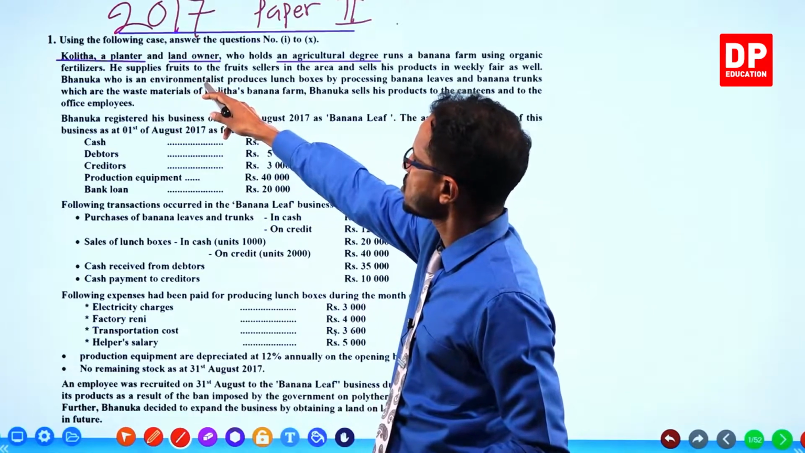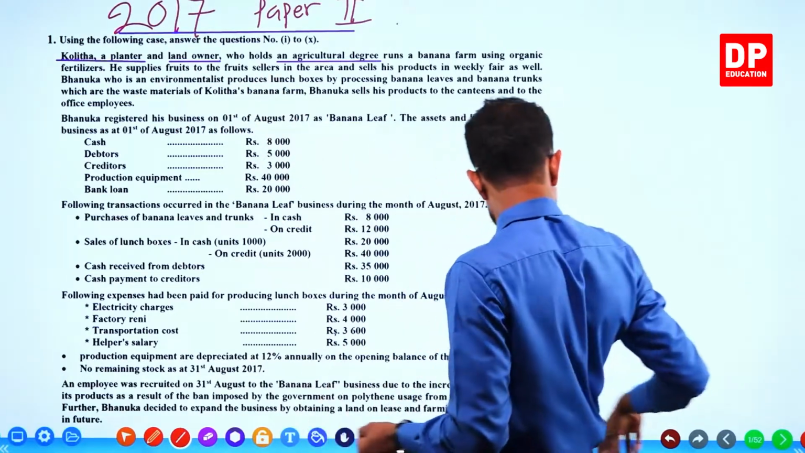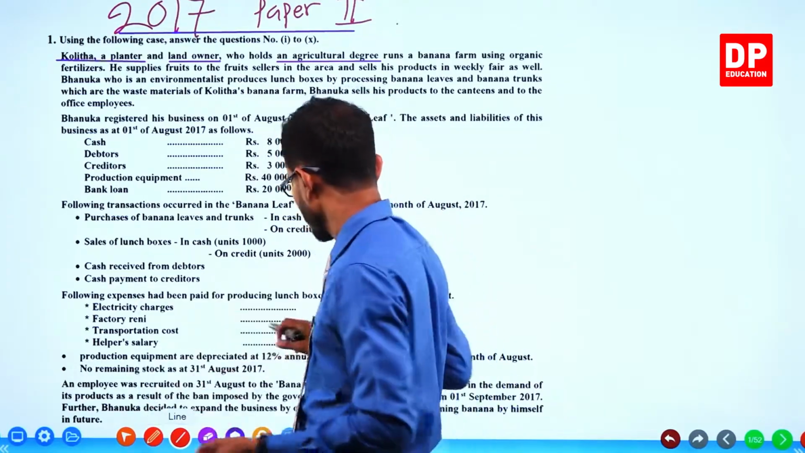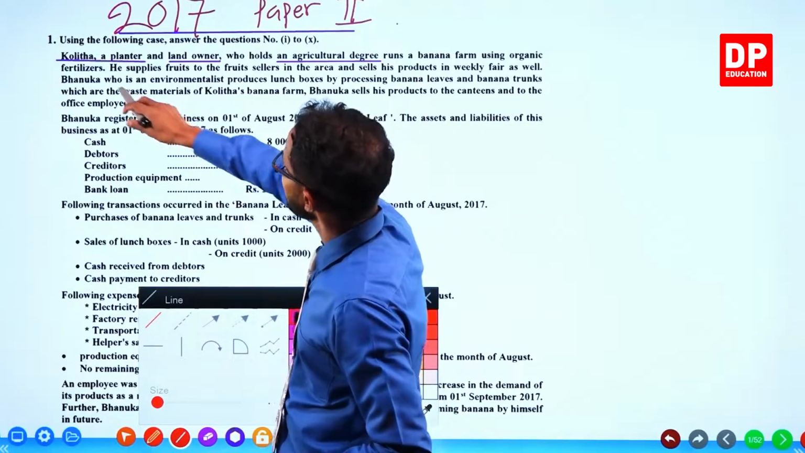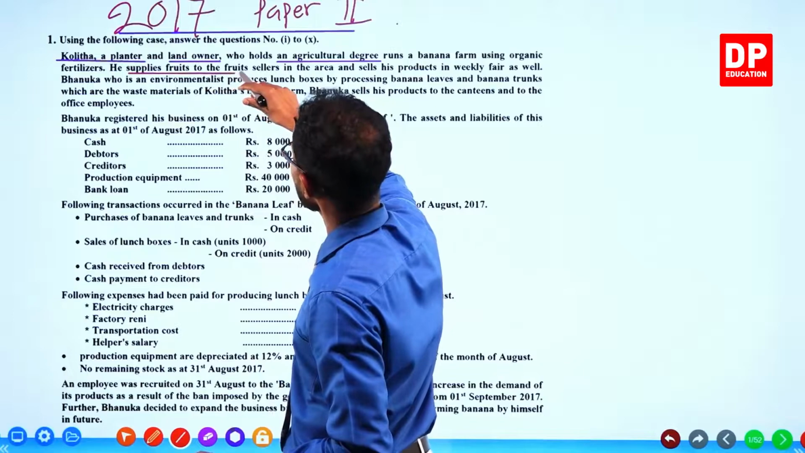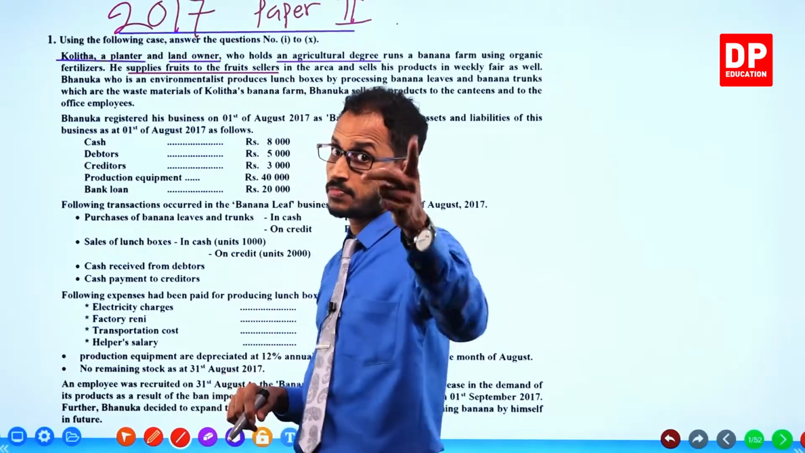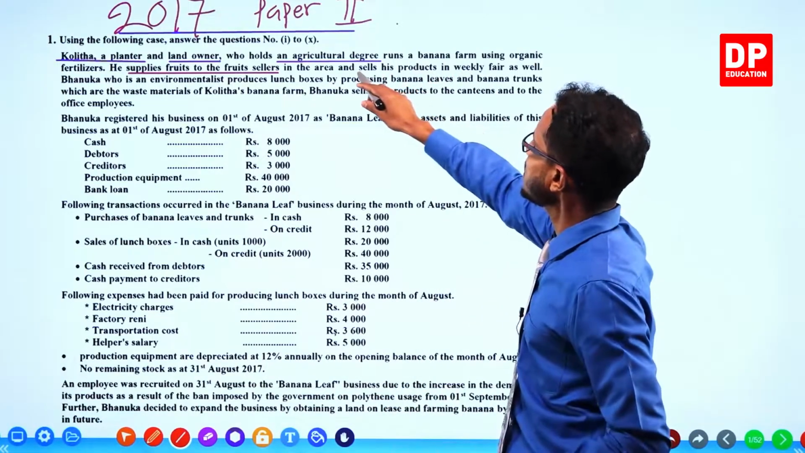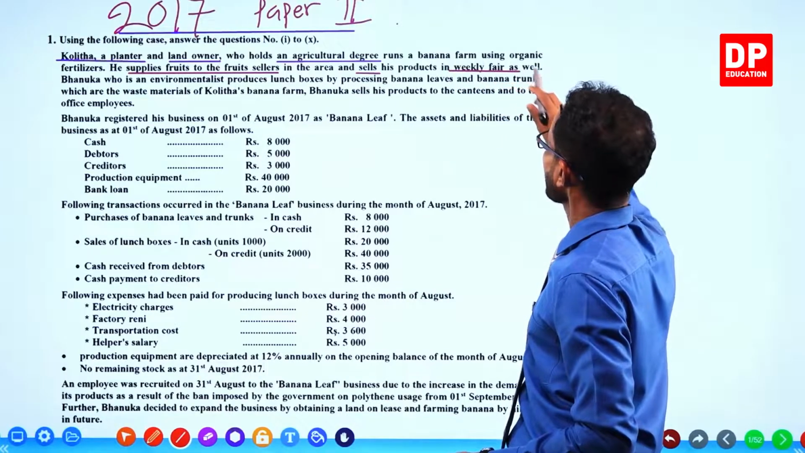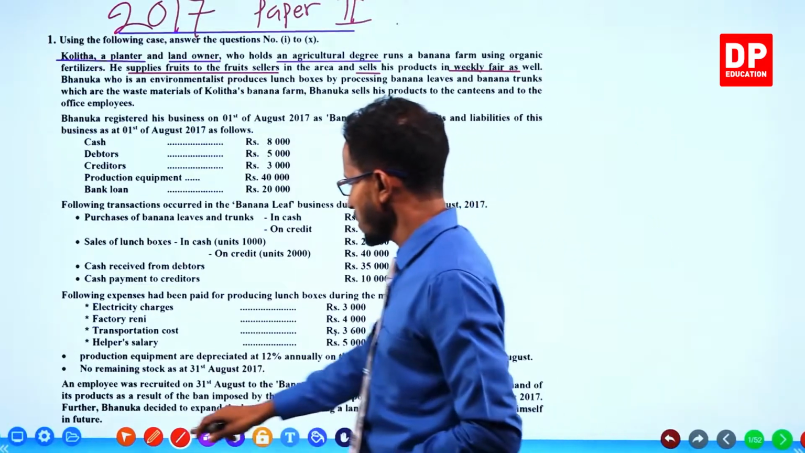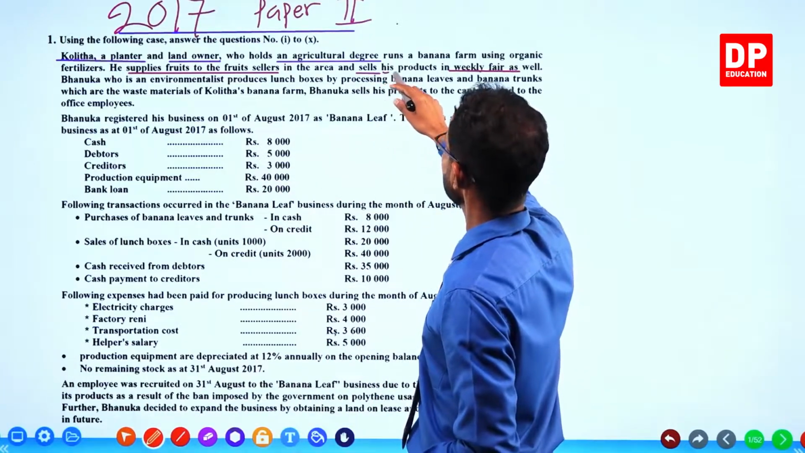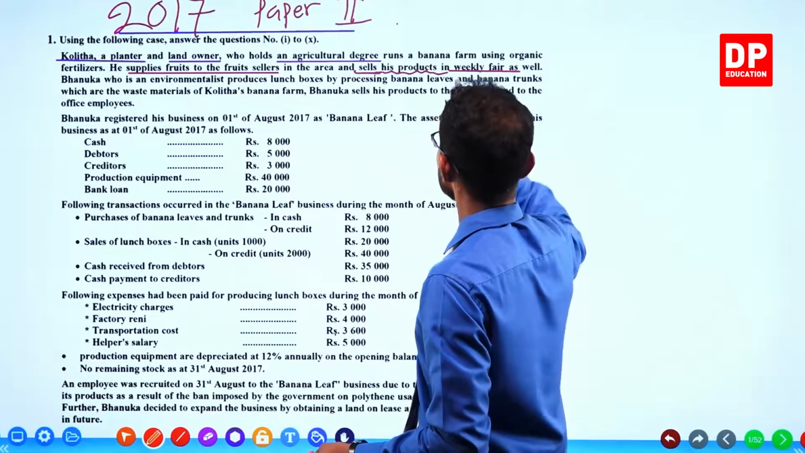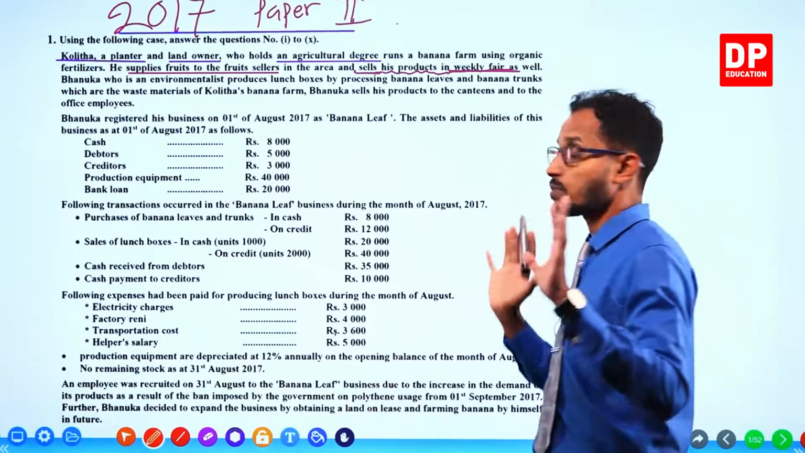He supplies fruits to the fruit sellers. He supplies his fruits, banana. He's having a banana farm now. So he's providing banana. He's supplying banana to retailers. Important points, key points. And he sells in the weekly fair. He himself goes and sells in the weekly fair too. Right. Important things.